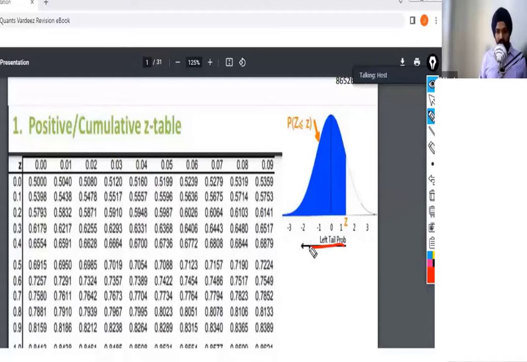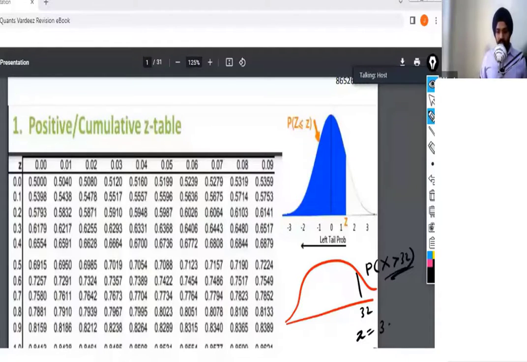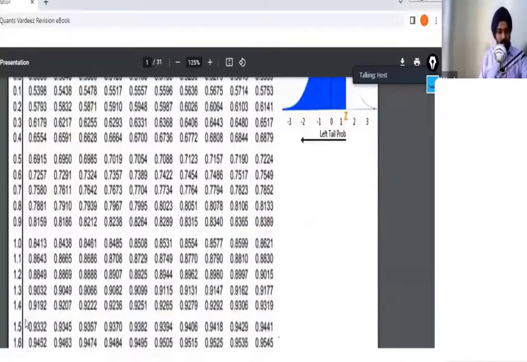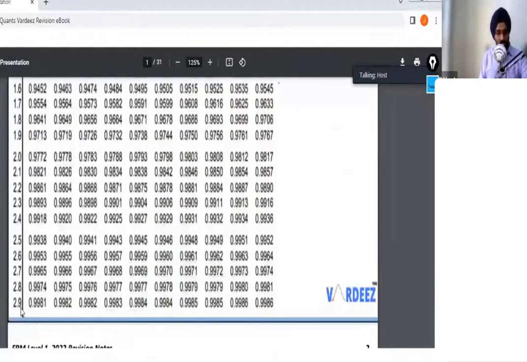It's also known as a left tail probability. That means this blue area, as you see here, covers everything to the left, and these values in the center are all the probabilities. Now we wanted to find how much was above 32, the probability that X will be greater than 32. We calculated the Z value and it came to be 3. Now just look at the Z values over here. Let's check where we see 3. It's not there actually, it's 2.9, but there is also a 3.